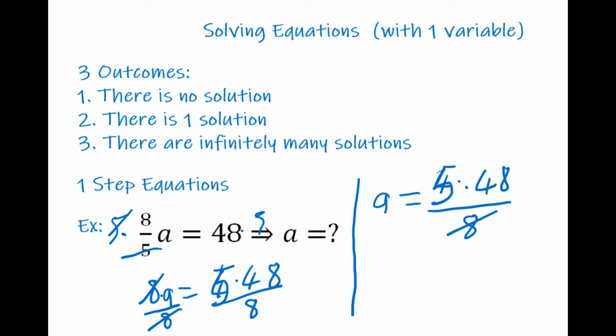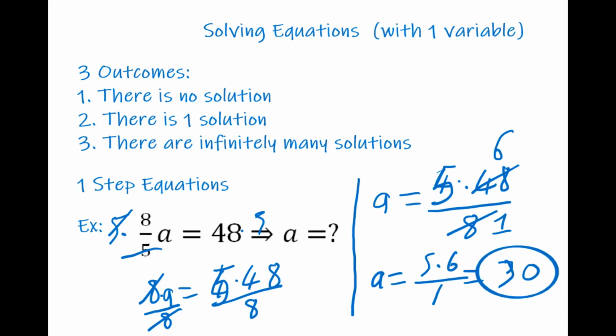You can just cross out 8 and 48, and once you do it, if you divide 48 by 8, you're going to have 6. If you divide 8 by 8, you're going to have 1. So in the next step, we're going to have a is equal to 5 times 6 divided by 1, which is 30, guys. And as you can see in this question also, we have one solution which looks like the question in this type, the second type. And let's take a look at multi-step equations as well.